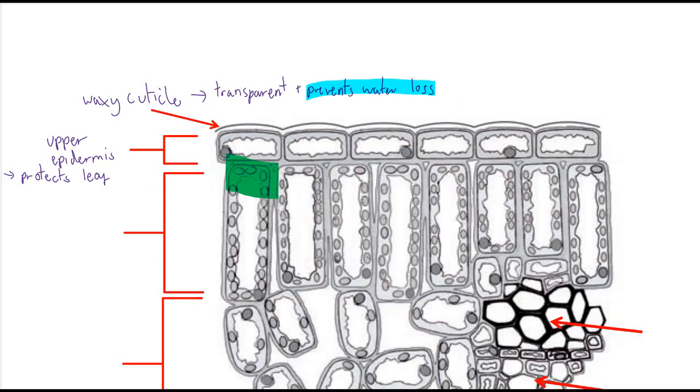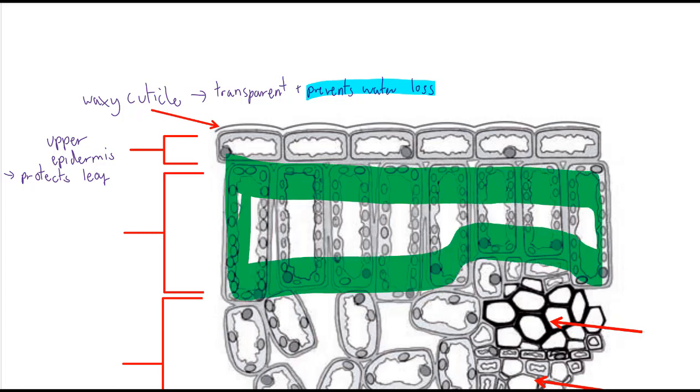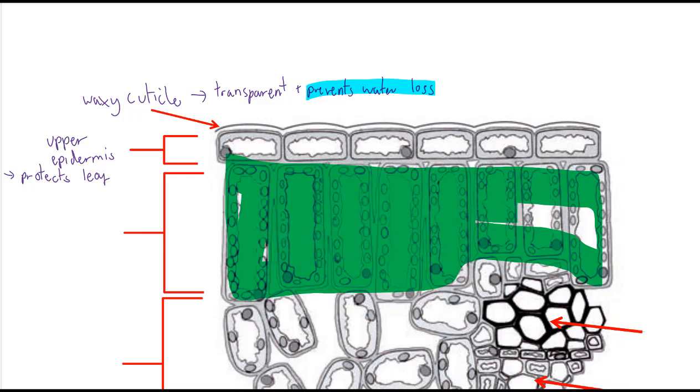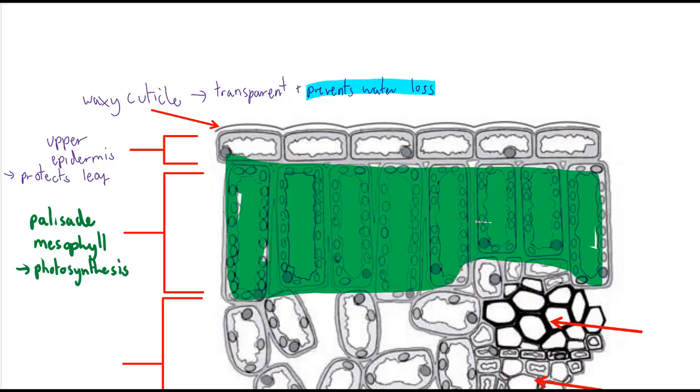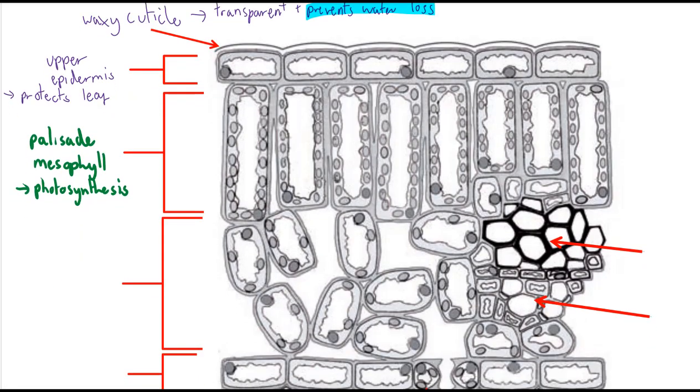The next layer down here is this layer. And this layer has an extremely important job to do in the leaf. This layer is the palisade mesophyll. And its main job is to carry out photosynthesis. Now later on in this video we're going to look at how it's adapted for photosynthesis. So moving on to the next little layer then.